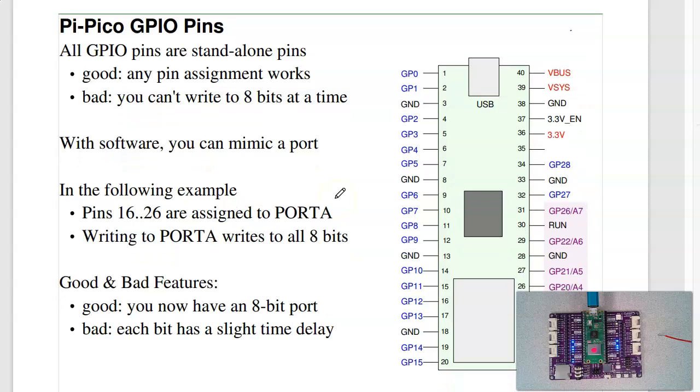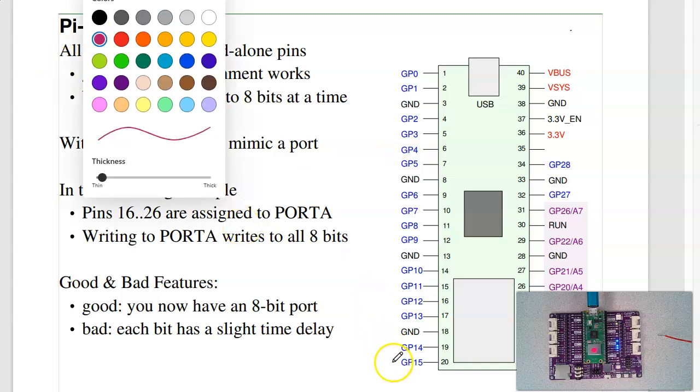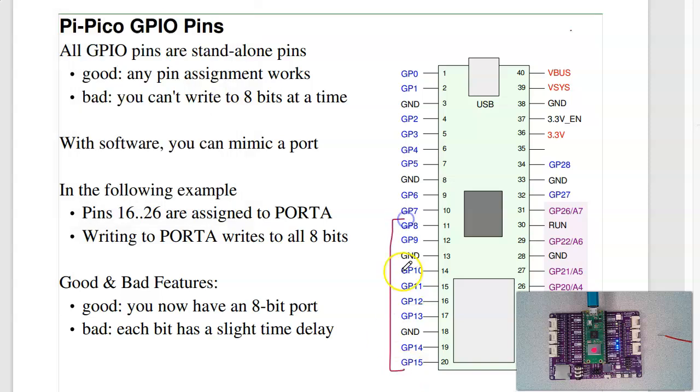Well, on the Pico, all the I/O pins are separate, kind of standalone pins. There aren't really ports. That's good. If I want to create a port, I can make the pins anything I want. That's bad because it makes it kind of hard to write to 8 bits at a time. However, with software, I can mimic an 8-bit port. So just for fun, I'm going to make these pins right here look like an 8-bit port. Again, the good thing is I can have any pins I want. I now have an 8-bit port.